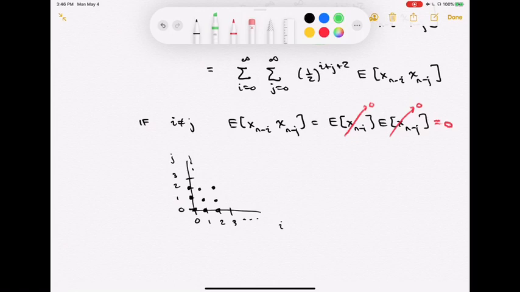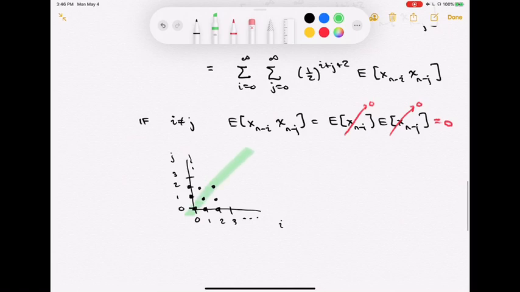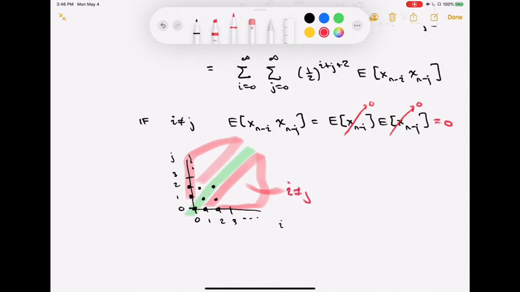I'm going to highlight the i equaling j parts. That's this line, right? The i not equaling j is all of that stuff and all of that stuff. So all of those guys, if I look at it, that's the i not equaling j. And if I look at just the main diagonal there, there's i equaling j.